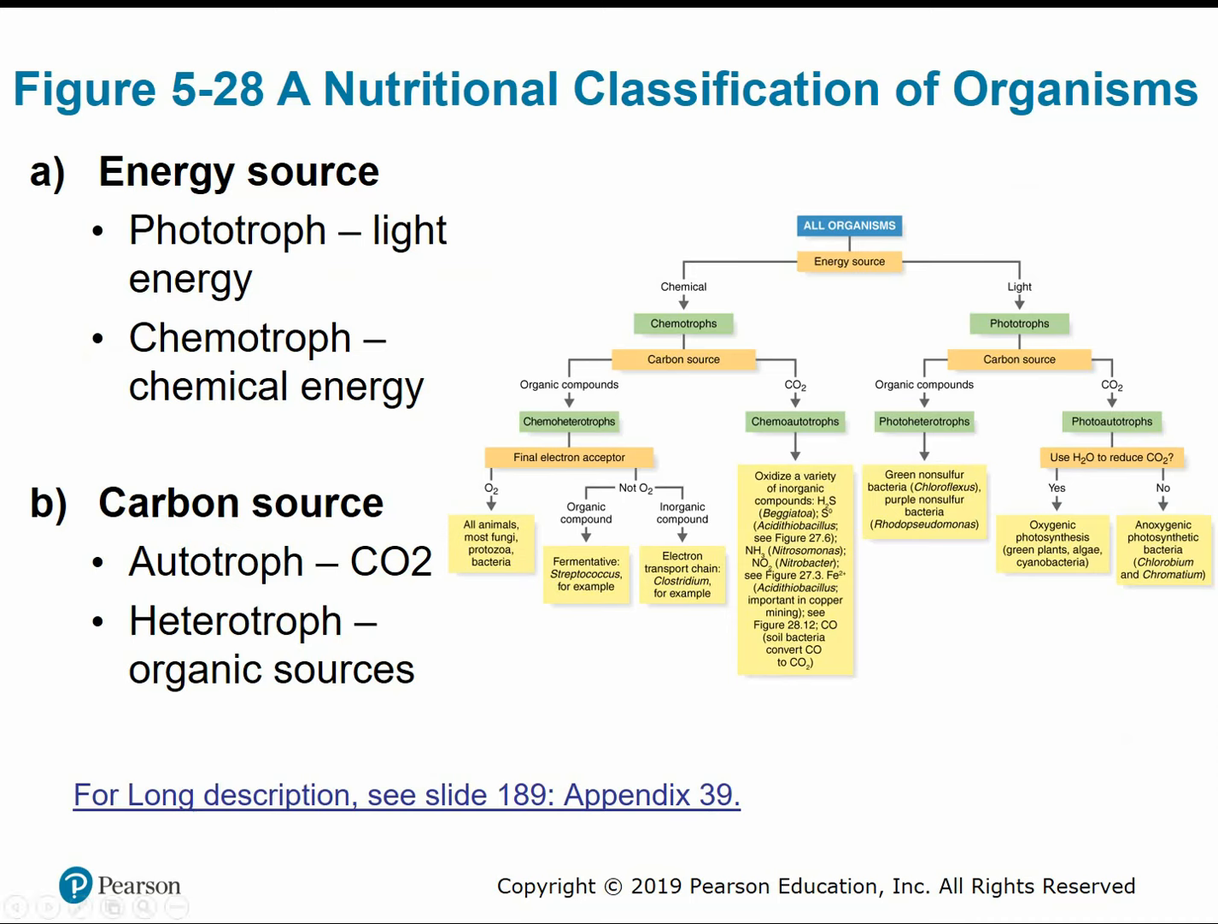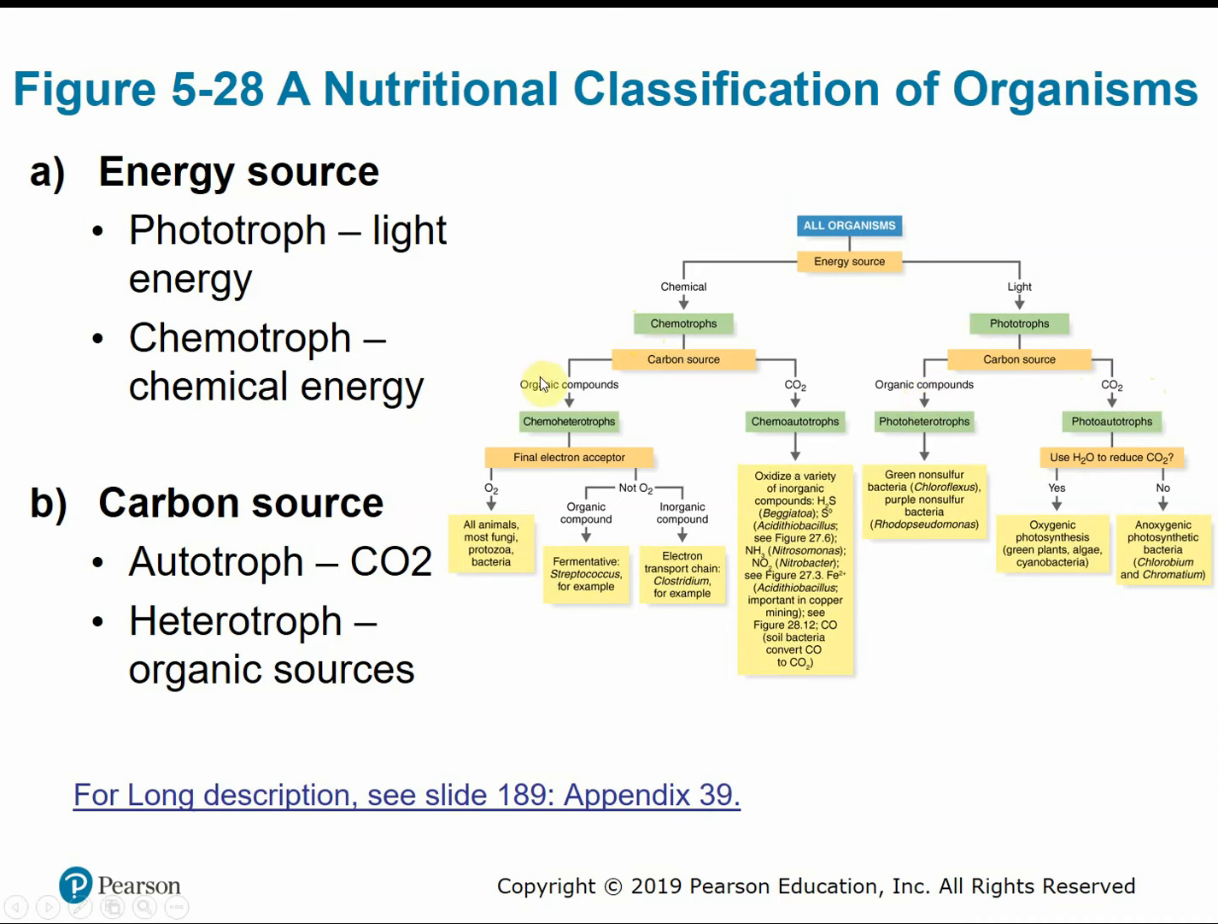So some organisms may use a light source for their energy. So these are phototrophs. If an organism has a chemical energy source, it's a chemotroph. As far as carbon source, if the carbon source is from CO2 in the atmosphere, they're considered autotrophs because they're able to undergo photosynthesis. So if you can't undergo photosynthesis, you have to get your carbon from organic compounds. So meaning you have to eat other living things to harvest their carbon.